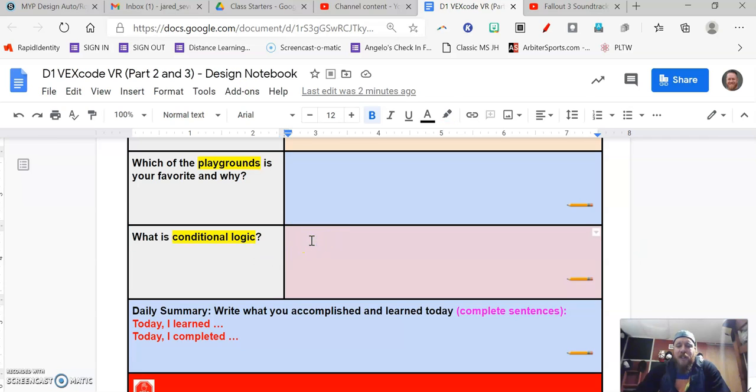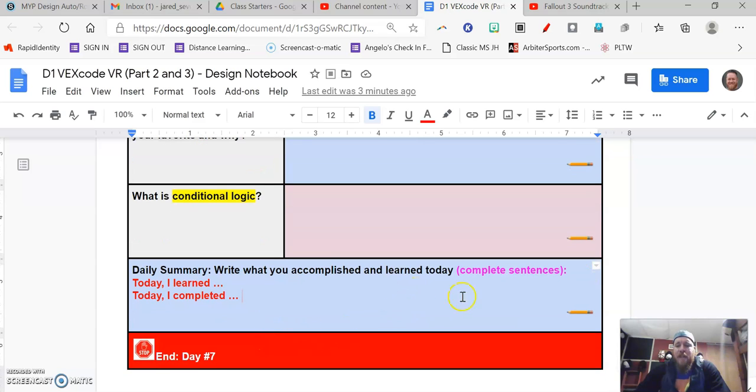Now my suggestion is that you actually look up this term to see what it is. Don't just copy and paste an answer, but how does that relate then to what we've been doing, conditional logic? And then do one last daily summary. What was something you learned from answering these conclusions and going through this design notebook? What did you complete today? And then that is the end of day 7 and the end of this project.